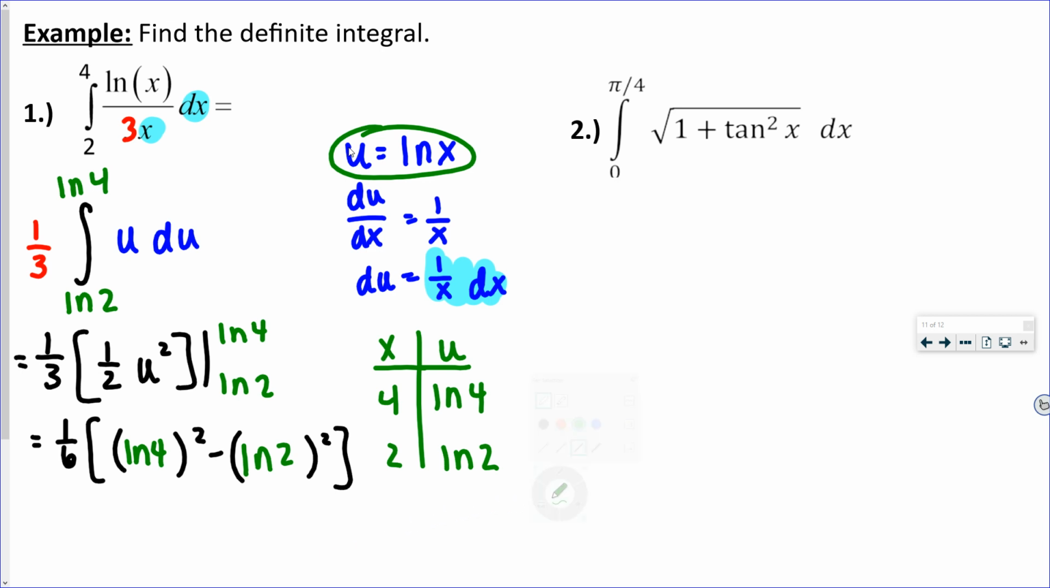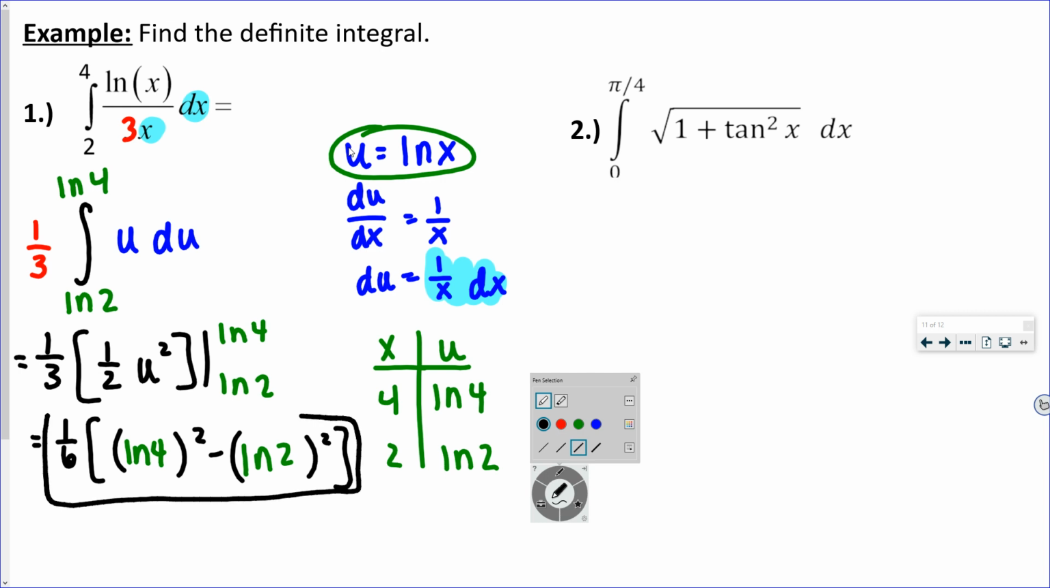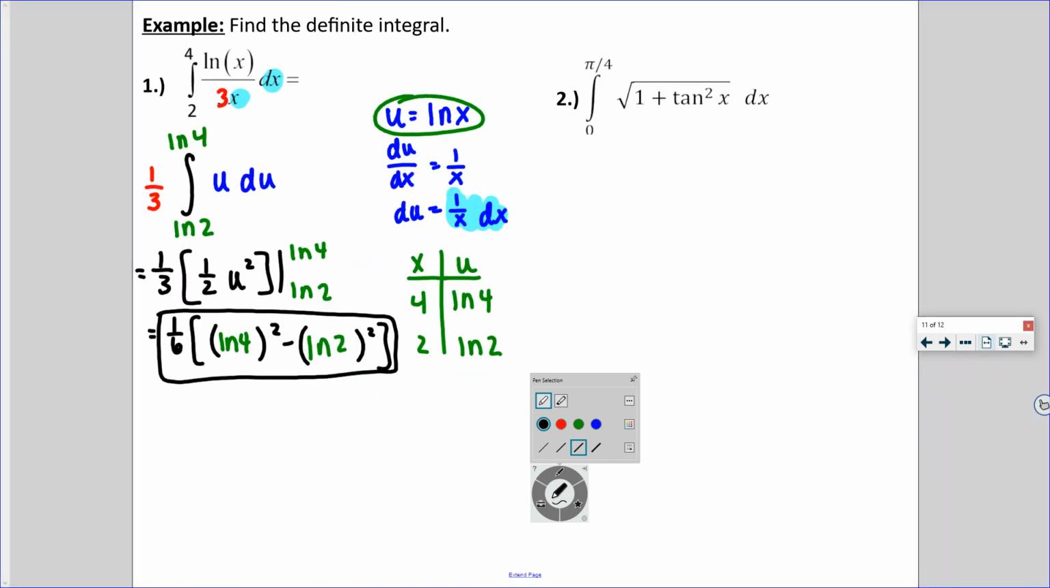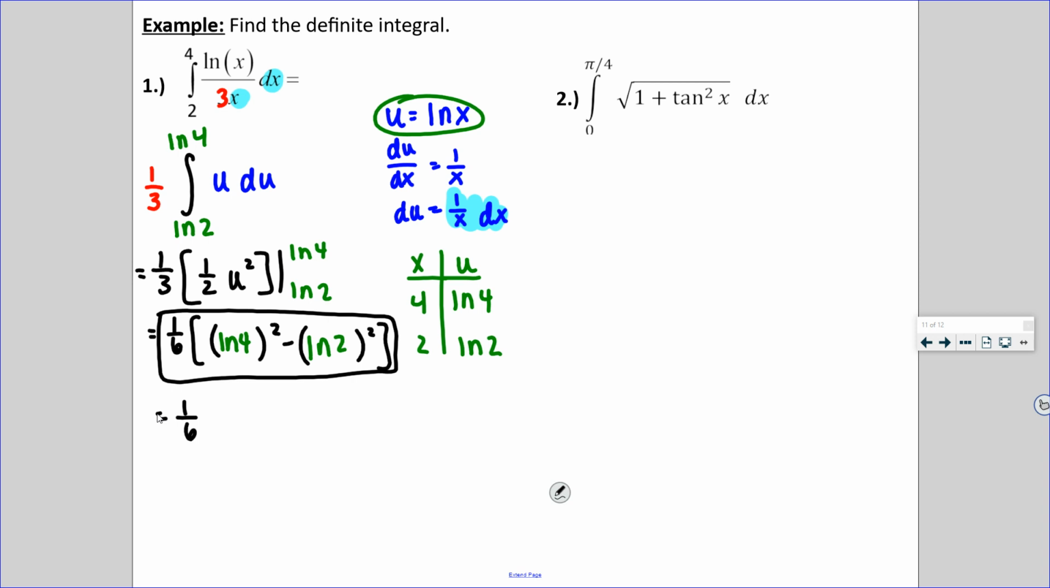And honestly, I would be fine with you leaving your answer like that. This is a number. It's just not an exact number. The only thing I'd say, maybe recognize if you see it written like this. Because the natural log of 4 and the natural log of 2, those are not exact numbers. You might see it written like this. The natural log squared of 4.